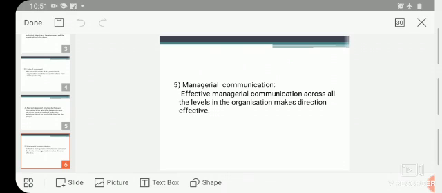So directing should convey clear instructions to create total understanding among subordinates. Through proper feedback, the manager should ensure that subordinates understand his instructions clearly. According to the instructions of the manager, the subordinates are going to perform in the organization. So at no point of time should there be a communication gap between higher authority and lower authority. There should be upward communication and downward communication. That is the fifth principle of directing.